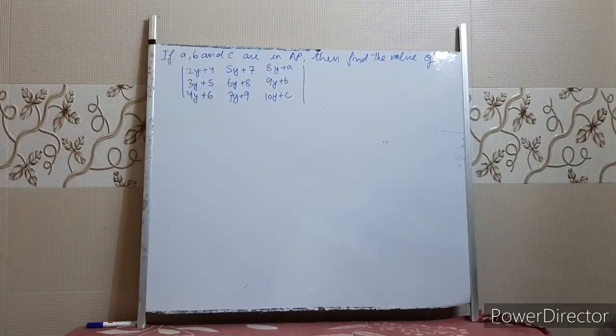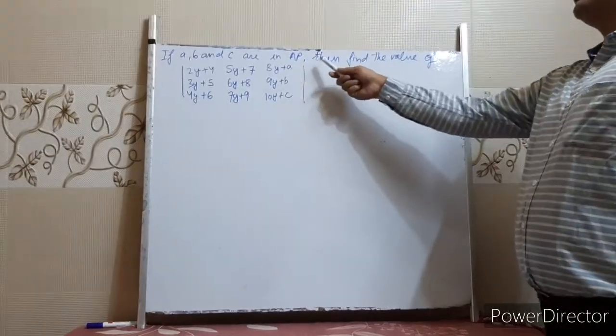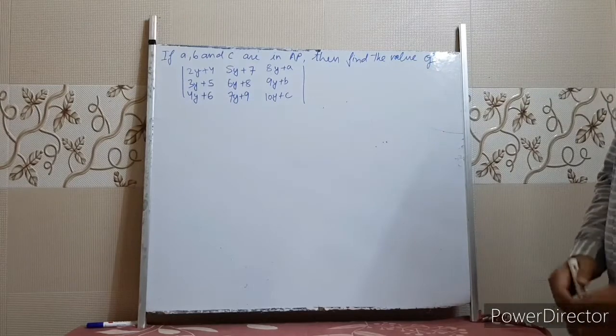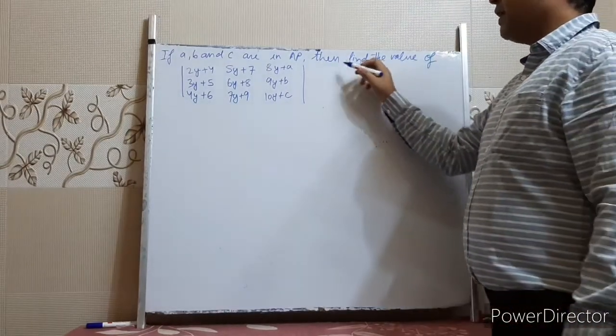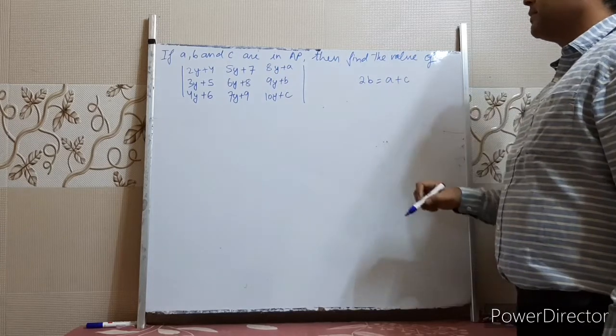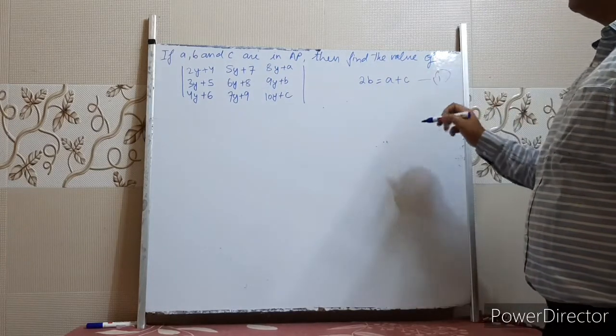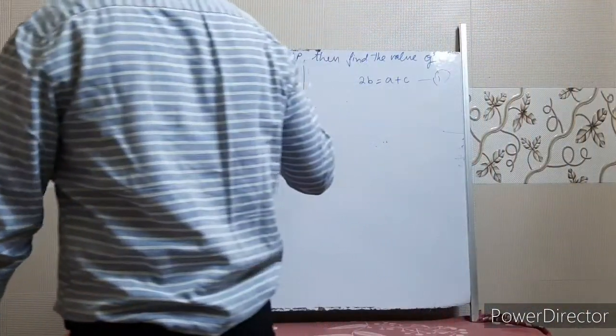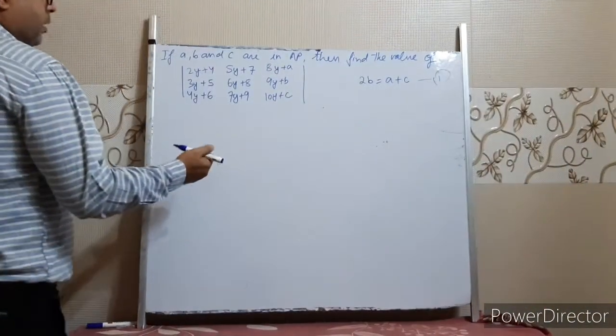Children, the next sum states that if A, B, C are in AP, find the value of this determinant. Now children, we know that if A, B, C are in AP, that means 2B equals A plus C. We know already this result, 2B equals A plus C. That means in place of A plus C, we can write 2B, right?